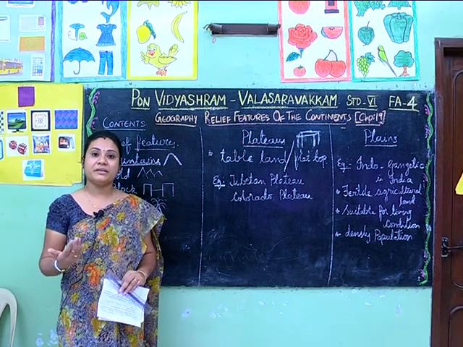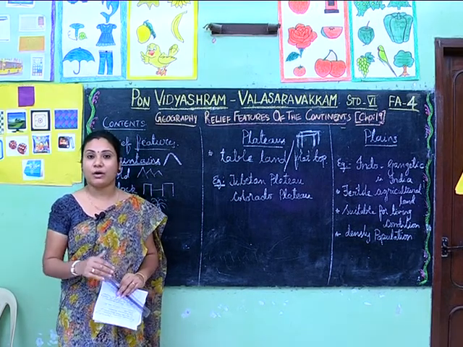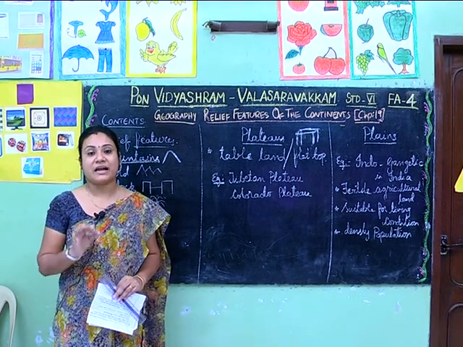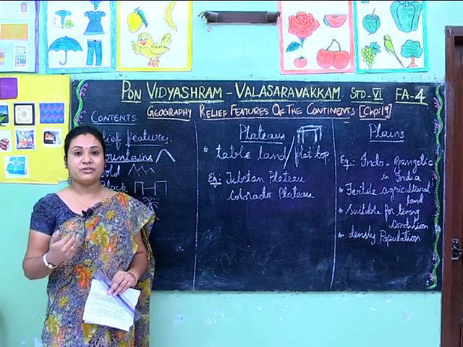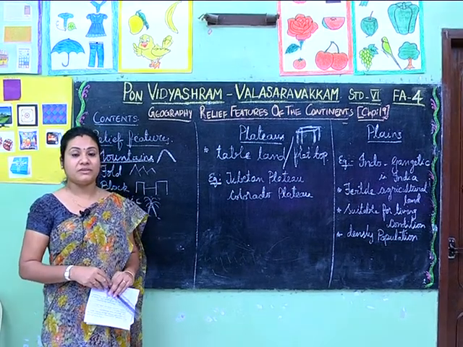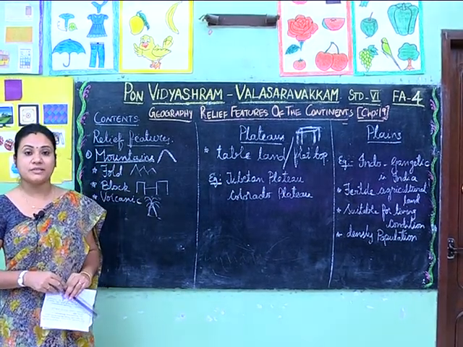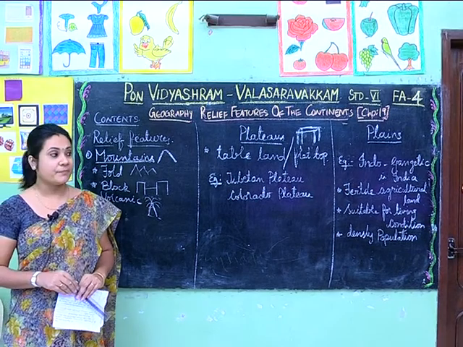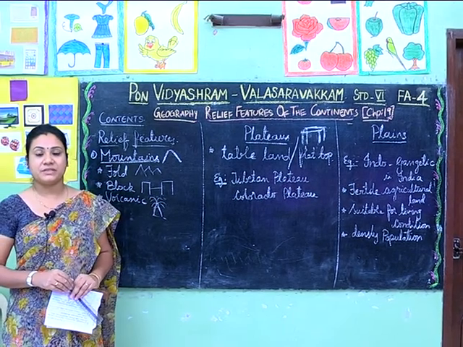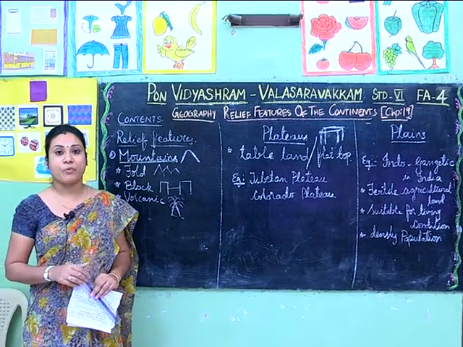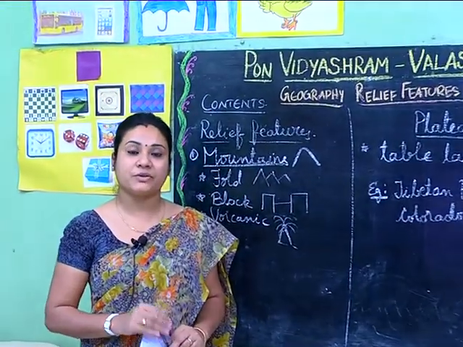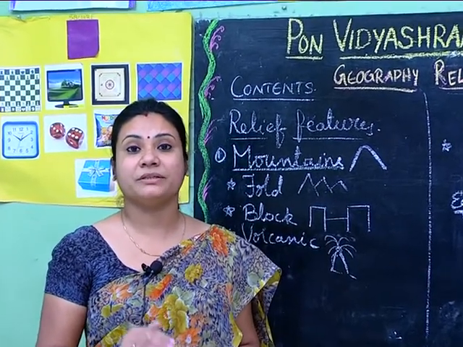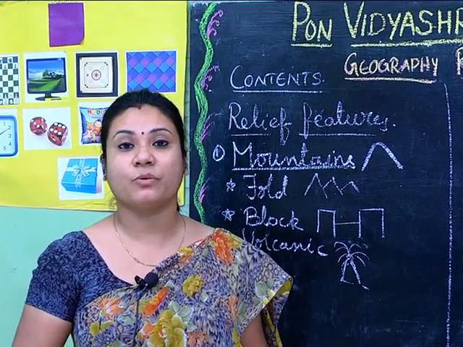Now, as you know, in the earlier classes we have discussed what continents are. Continents are the largest landmasses on the surface of the earth. Now we will see one by one what relief features are present on the continents. One distinguishing point to be mentioned here is that all the relief features present on the surface of the earth are not the same. They are not equal in their features.